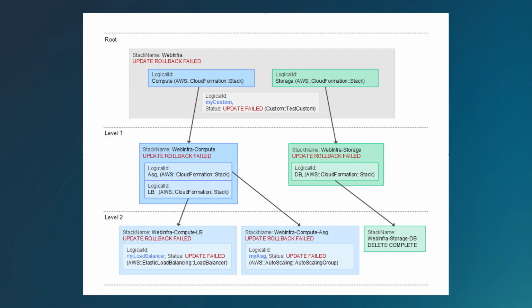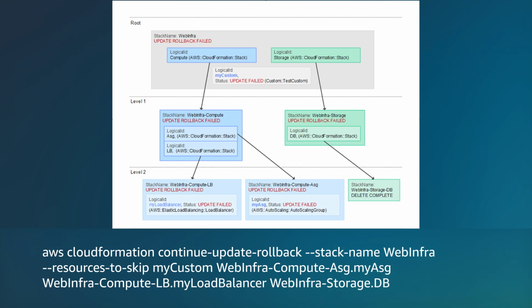In this command, the continue update rollback runs on the parent stack web infra. For resources to skip, note that we are skipping the nested stack named myCustom as well as the resource myASG of the nested stack named web infra compute ASG that is using the nested stack name dot resource logical ID format. We are also skipping my load balancer and DB resource of the other nested stacks. The resources to skip accept a list of strings. This means that we can pass multiple resources that you want to skip.